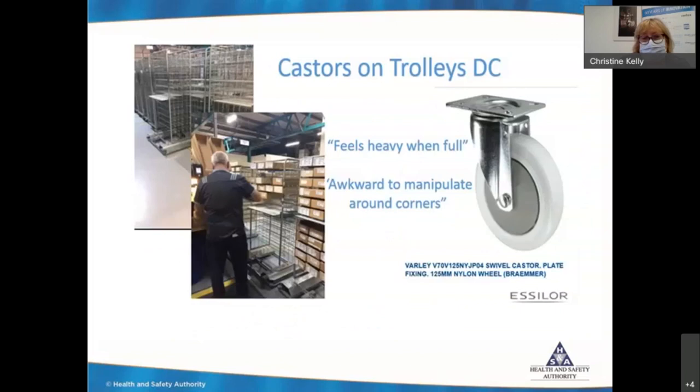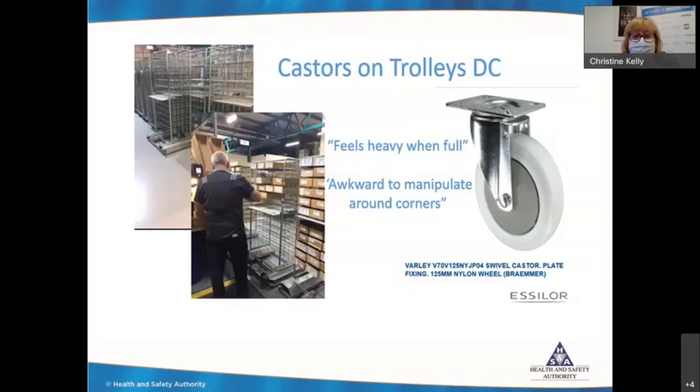Another thing in the distribution centre, we have a lot of cages for pushing and pulling. Due to participation of the employees, they told us that some of the trolleys were really difficult to push and pull, and awkward to manipulate around corners. So we worked with our supplier, Brammer, who supplies casters, and we trialled a few different casters, and eventually we found one that is making a big difference to how people push and pull. The main risk with pushing and pulling is at the start, initiating the push or the pull, so it's really important that this aspect of the job is made easy.